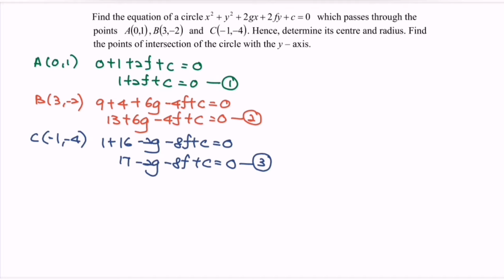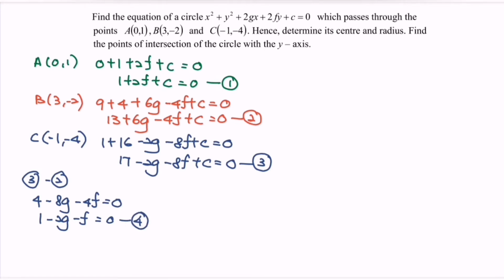Next, try to relate the equations. Equation number 3 minus equation number 2, so that we can eliminate the c. So 17 minus 13, we will have 4. Then we have -8g, then -4f equals 0. Simplify the situation: 1 minus 2g minus f equals 0. So this is what we call the fourth equation.